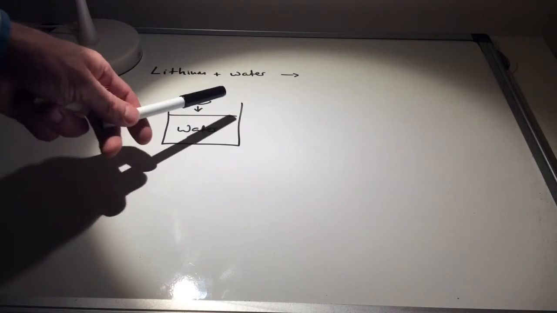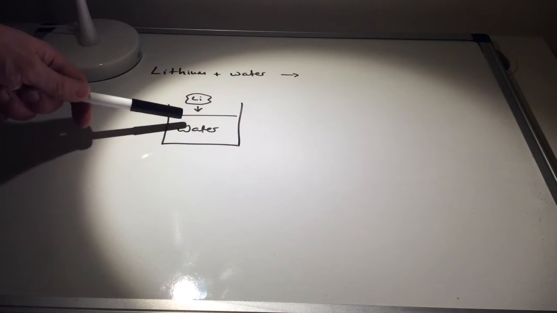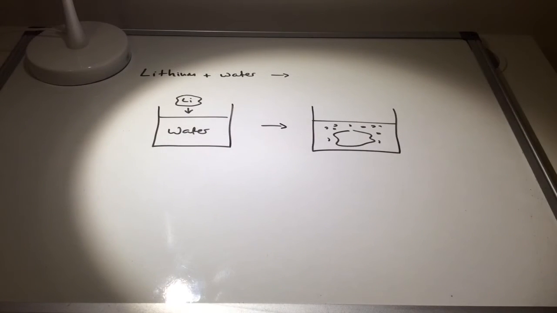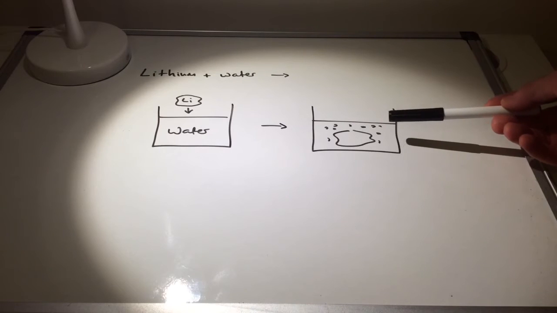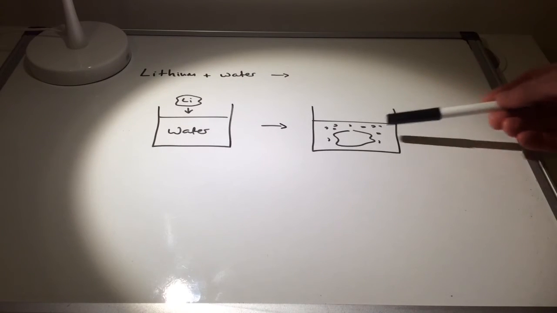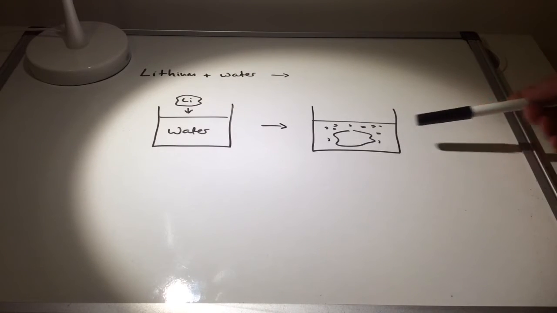So I've got a little diagram there showing a beaker of water, and we're going to drop a piece of lithium into the beaker of water. As soon as you drop the lithium in the water, it starts to react with the water, and the first thing you would see would be bubbles of gas coming off. And the gas that's produced in this reaction is hydrogen.